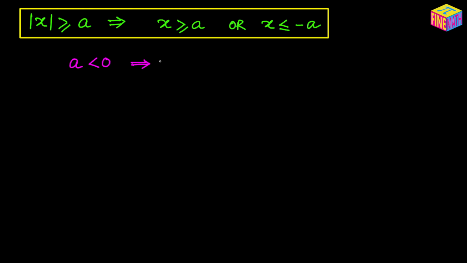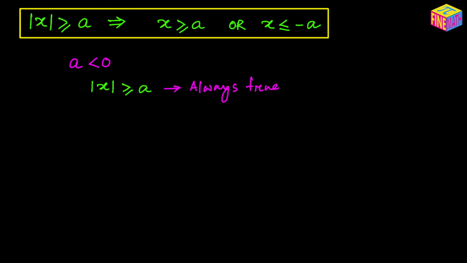So I'm going to write it here. It is always true. So the original condition will always be true. When a is a negative number, modulus of x will always be greater than or equal to a. Let me write it like this. When a is less than 0, then modulus of x greater than or equal to a will always be true. And if it is always true, that means it is true for any value of x, right? So that means x will be any real number.